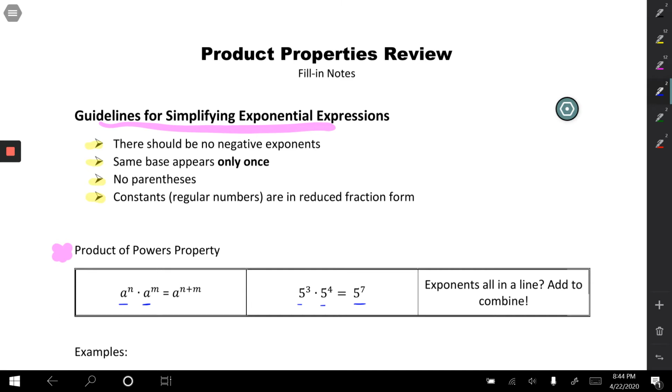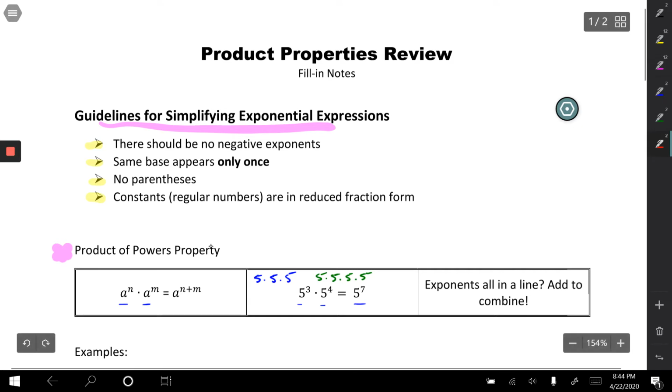And this is because I know, for example, that 5 to the 3rd power means 5 times 5 times 5. And I know that my 5 to the 4th power means 5 times 5 times 5 times 5. Well, how many 5s do I have multiplying all together? Well, I can just count them up. 1, 2, 3, 4, 5, 6, 7. So I can rewrite that as 5 to the 7. So instead of rewriting all my powers out in this expanded form each time, I can just use this shortcut, add those exponents, and I get right to my simplified answer.